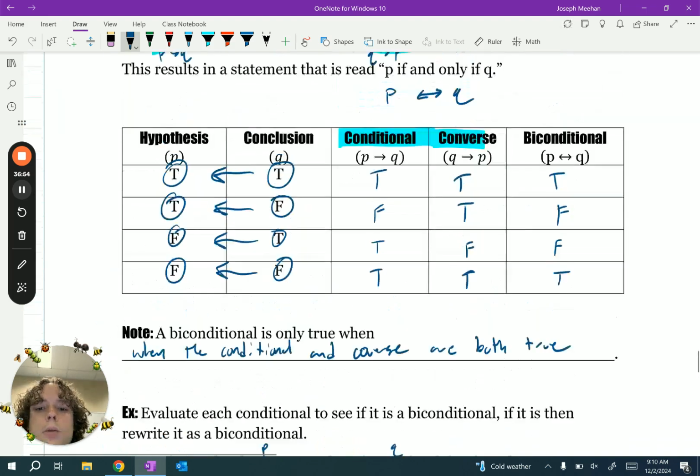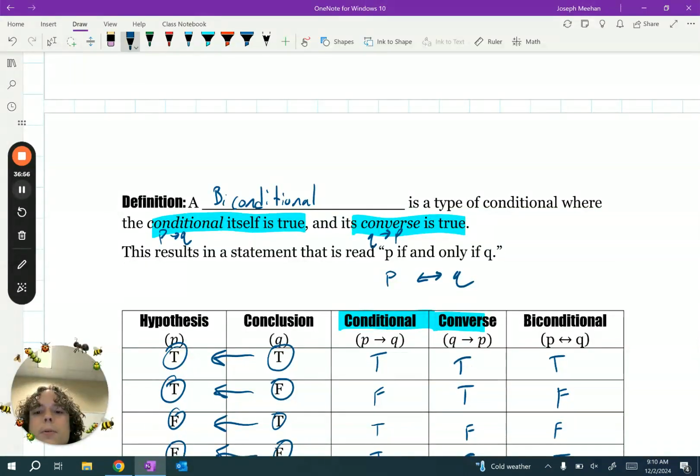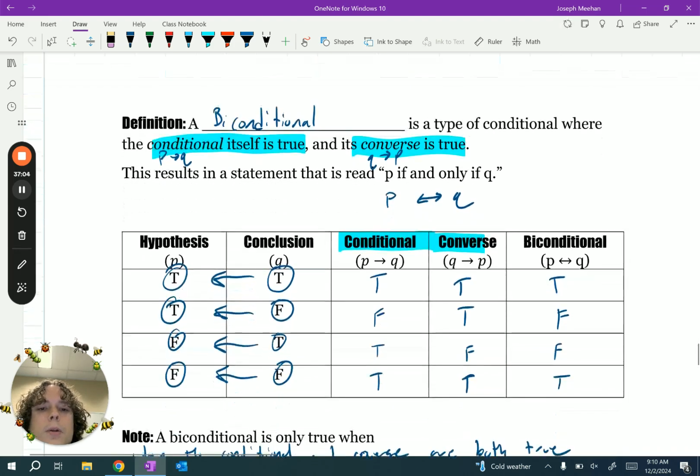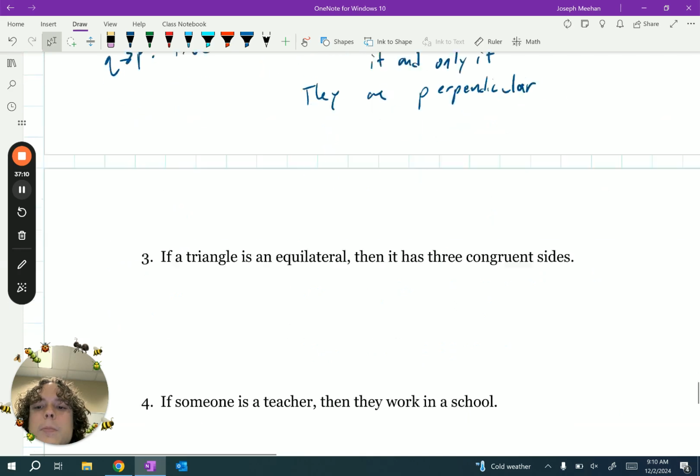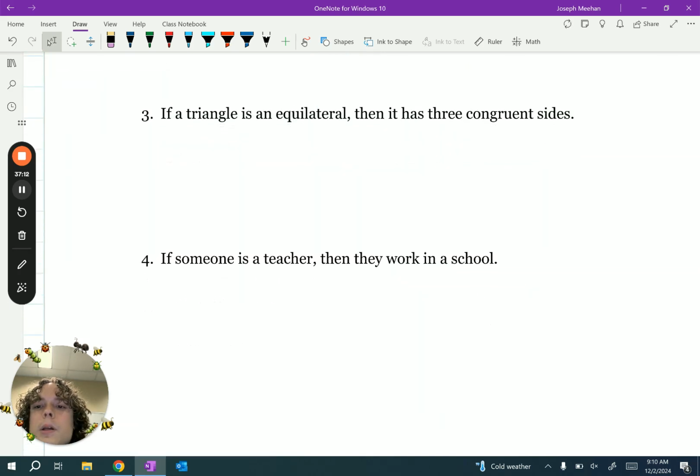How did I know to write it like that? Well, if you go up to, where did it say? In the notes here. The results in this statement are read as P if and only if Q. So all I did was write the P and then the Q, and then between them I wrote if and only if. So two lines intersect at a right angle if and only if they are perpendicular. That's how I knew to write it.